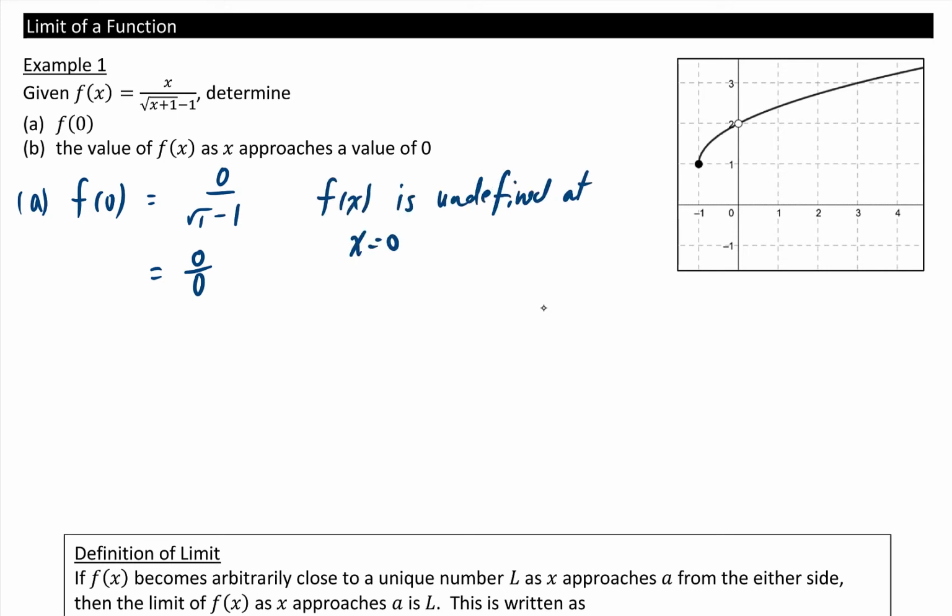And if you take a look at the graph to the right, you see at x equals 0, there's a hole in this graph. This function looks like a root function with a hole at 0 and 2.